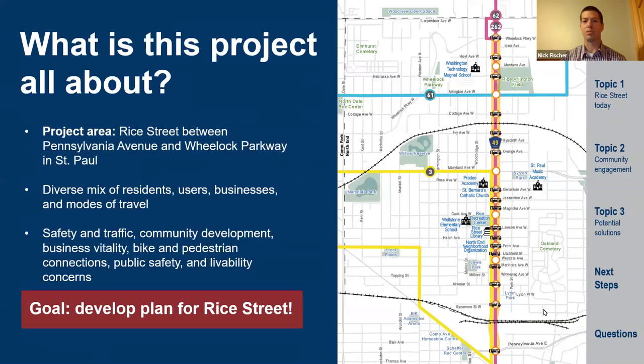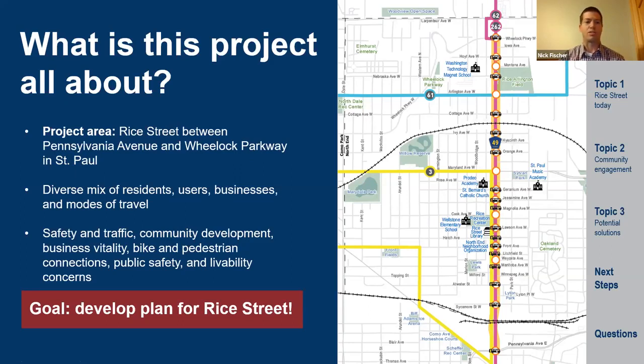So what are we doing tonight? What are we going to learn about on Rice Street? Our project area is between Pennsylvania and Wheelock Parkway. It's that section of Rice Street, and pretty much everyone uses it for everything. It's a mix of residents and businesses. There's a ton of transit users out there. There's lots of people walking and biking, going to schools, and lots of parks and rec areas. So it's a heavily used corridor for pretty much everything.